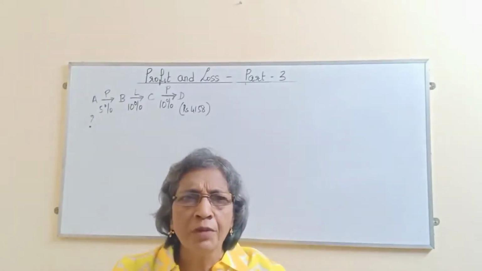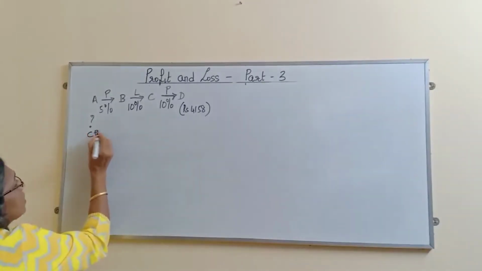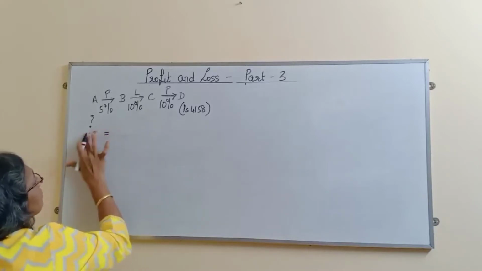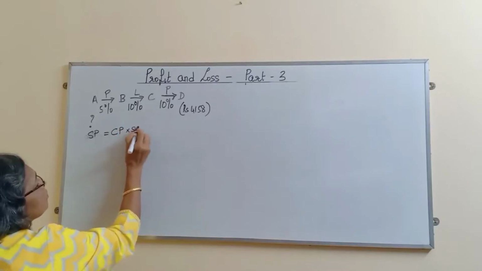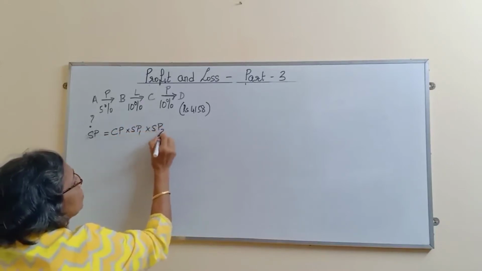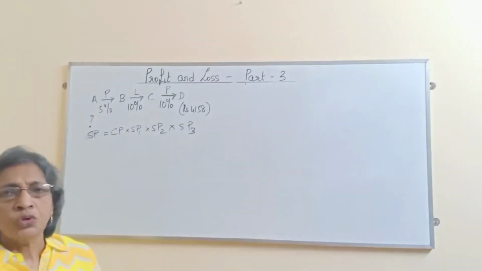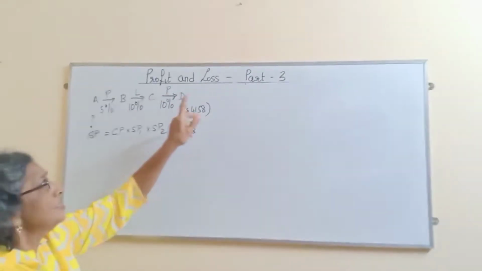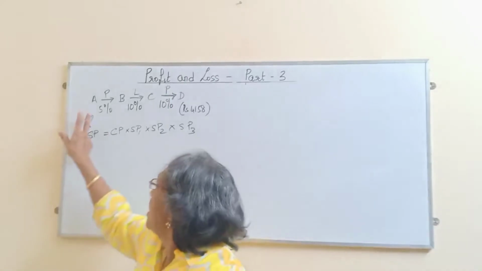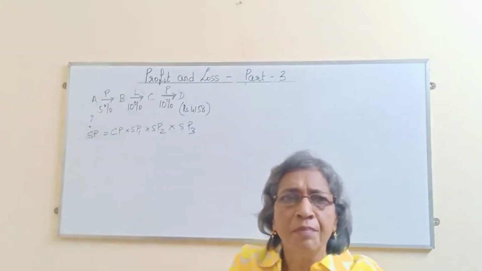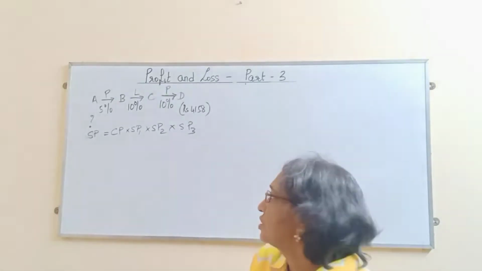So we'll use the same formula that we had done earlier. The SP would be CP into SP1 into SP2 into SP3. Now you may be given 3, you may be given 2. It's not necessary always that you will be given A to B to C to D. Sometimes you may be just given A to B and B to C. Find how much C pays for it. Or if C has purchased it for this much, how much A has purchased it for.